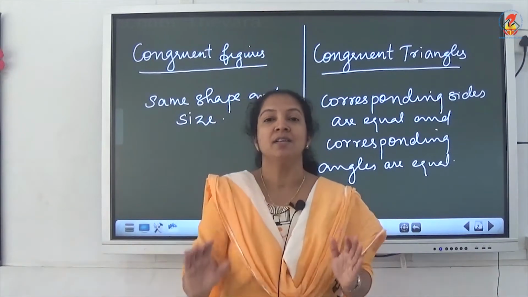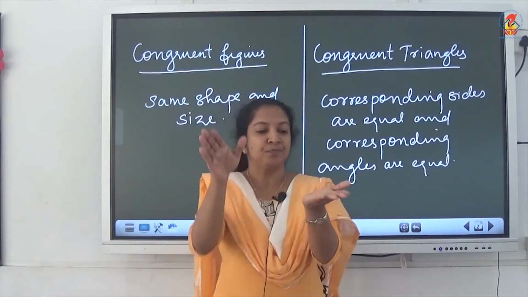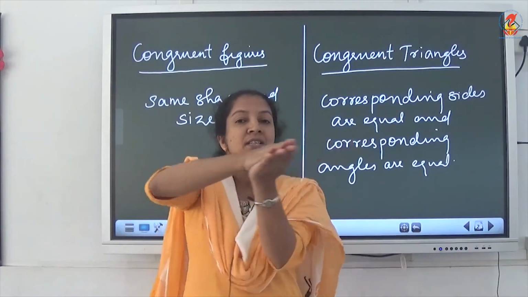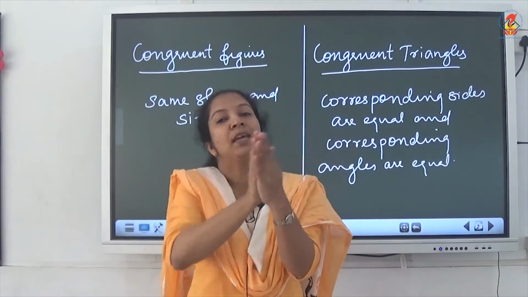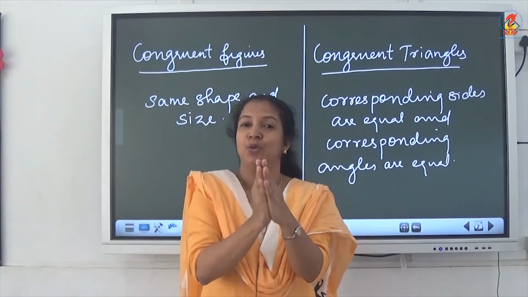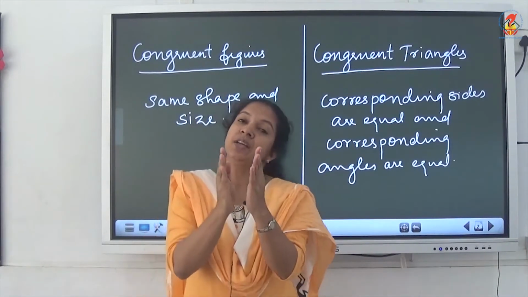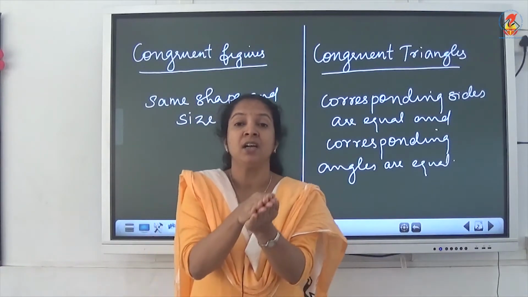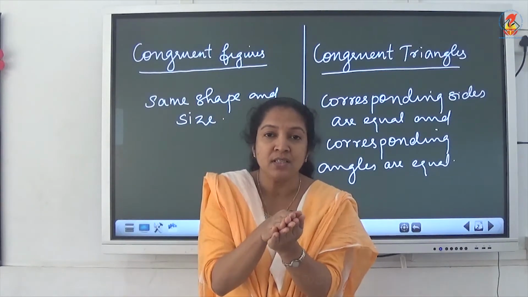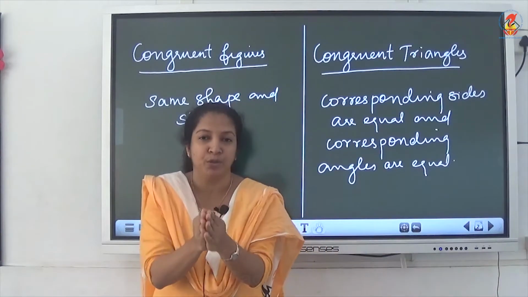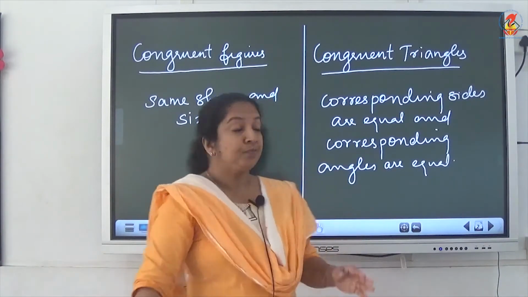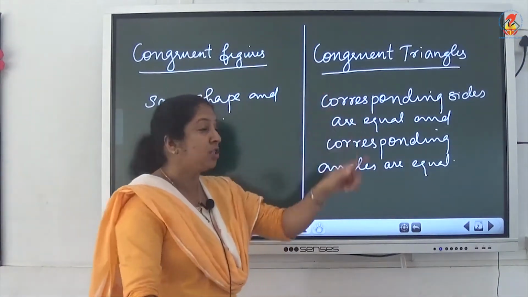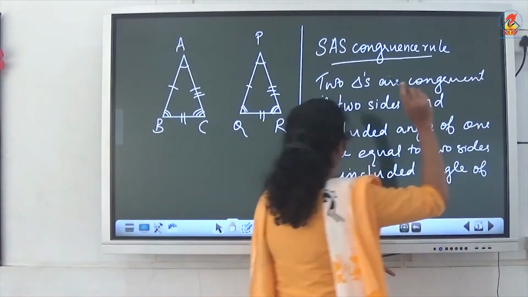Actually what we are using here is keeping one over the other. See, I am keeping one over the other. If it completely covers, we can say both these are congruent. The same way you can keep one triangle over the other. If it completely covers, then we can say both the triangles are congruent. So what I said is corresponding sides and corresponding angles. I want to explain that.